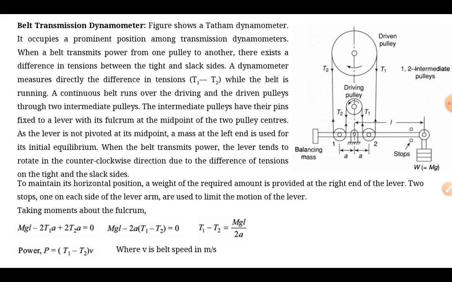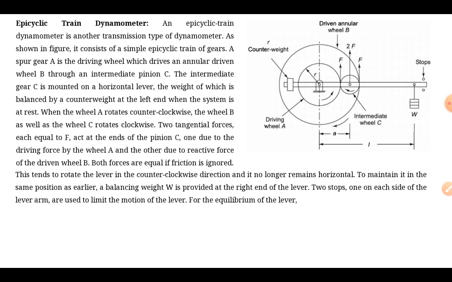Next we will see an epicyclic train dynamometer. Here the working principle is very much similar to the previous one, but in this case we use gears and we balance them like in the previous case and try to find the power being transmitted.